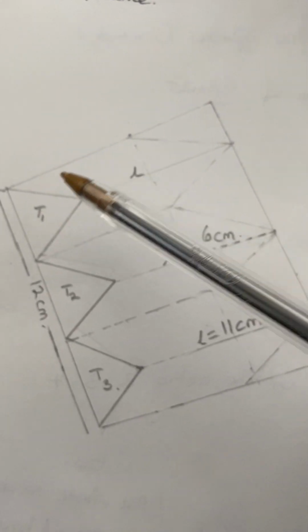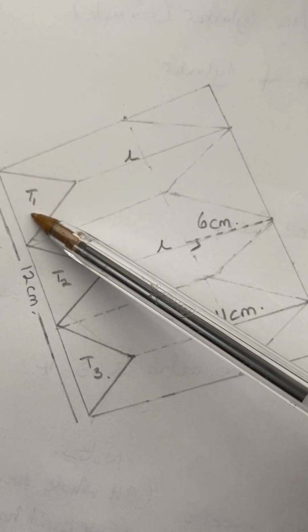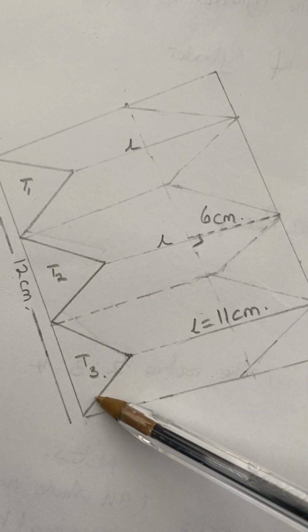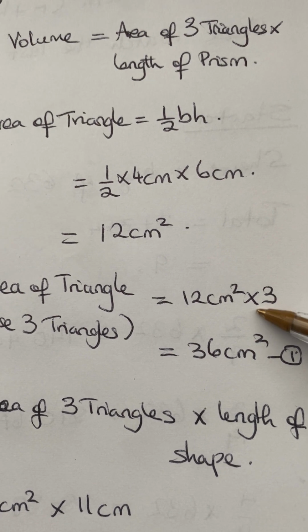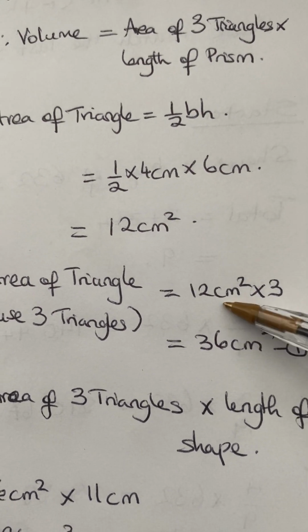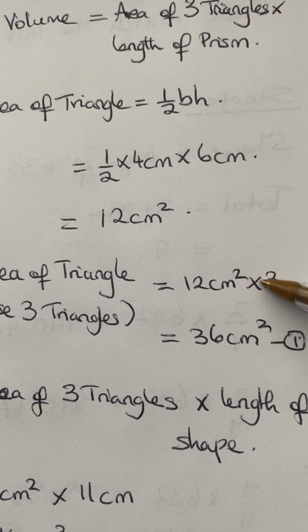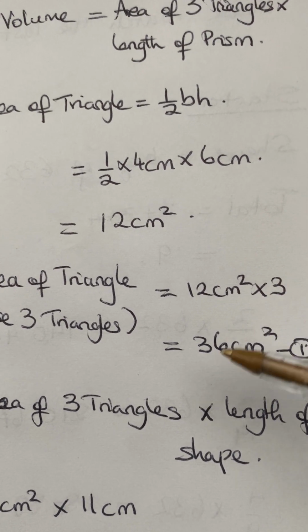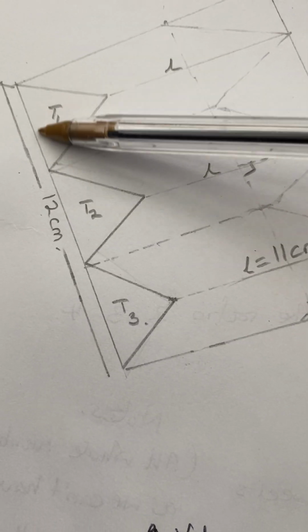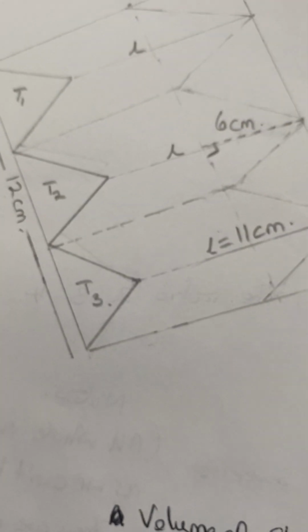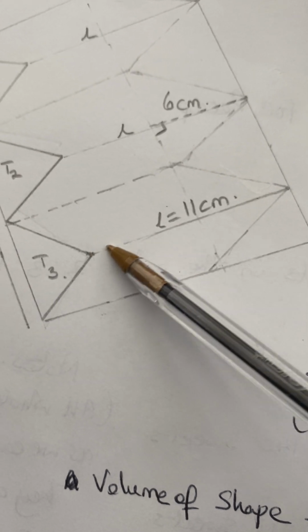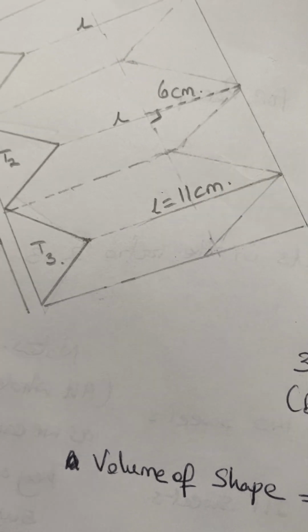Now, we found the area of the first triangle. So to find the area of the 3 of them, we multiply by 3. So 3 times the area of the triangle. We have the 12 here, so 12 centimeters squared times 3 is 36 centimeters squared. So we found the area of this side here. Now, to find the volume, we multiply by the length, which is 11 centimeters.